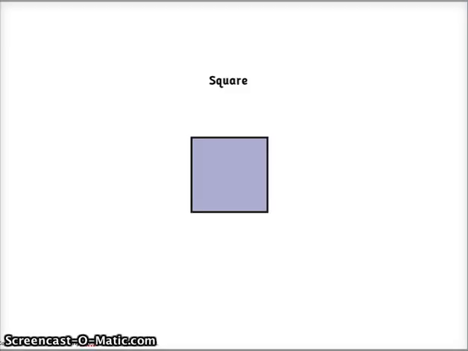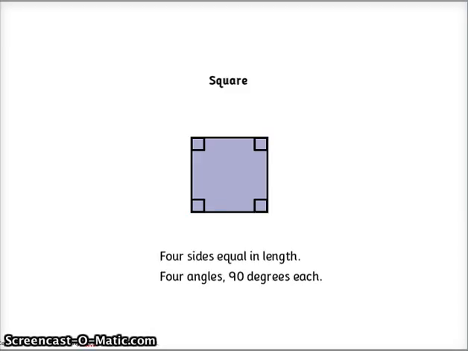What do you notice with the square? First, you should see that it has 4 sides equal in length. Those 4 sides create 4 angles, all 90 degrees each. Take a minute to take this down in your notes. A square has 4 sides equal in length and 4 angles each 90 degrees.